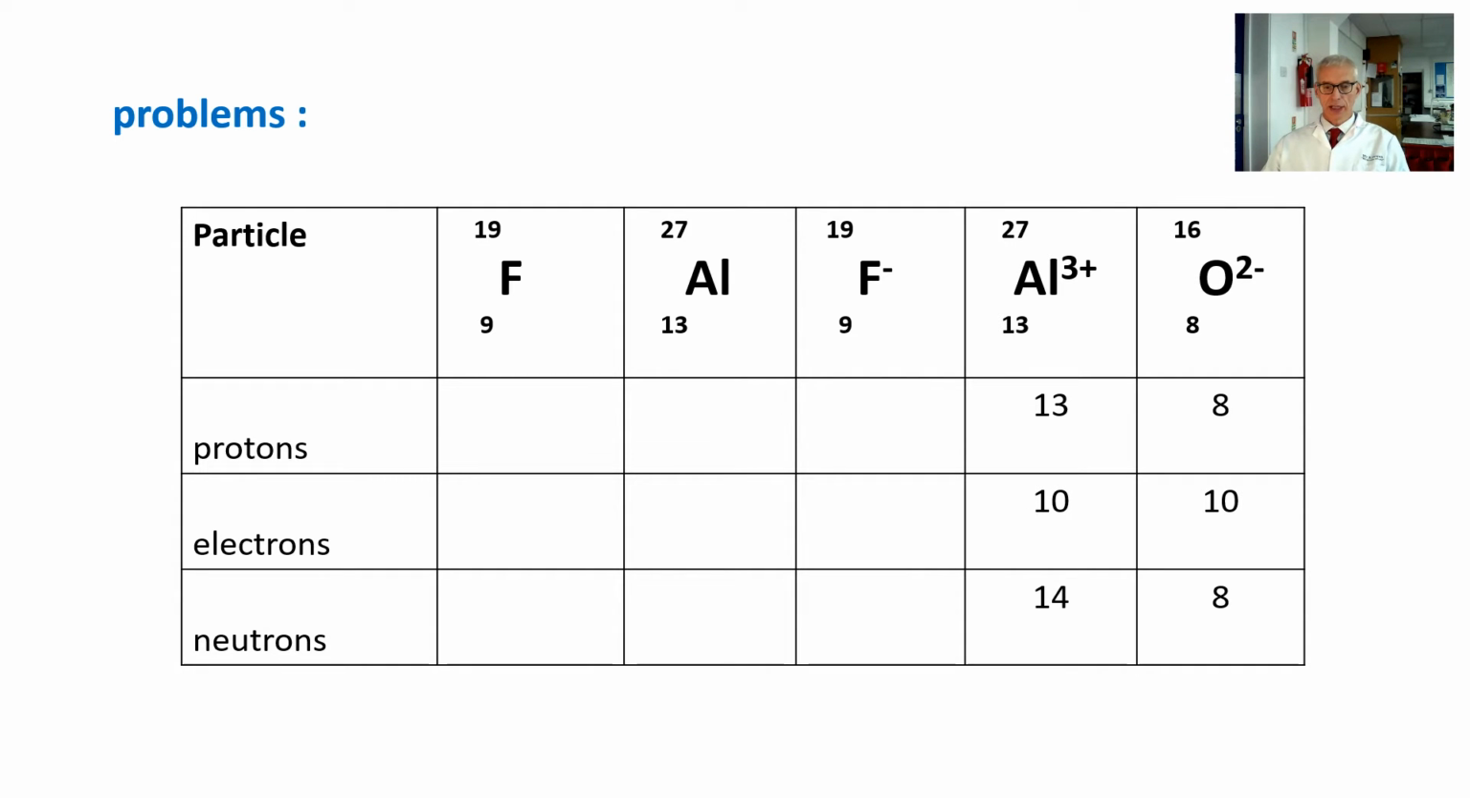Now looking at the aluminium ion, the 3 plus ion, atomic number indicates 13 protons, but we have 3 more protons than we have electrons. The 3 plus charge means we have 3 more protons than electrons, 3 more positive protons than negative electrons. So we only have 10 electrons. The difference between the atomic and the mass number is 14.